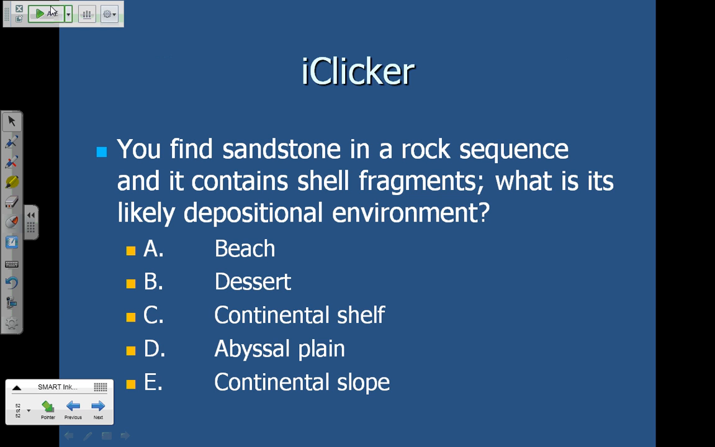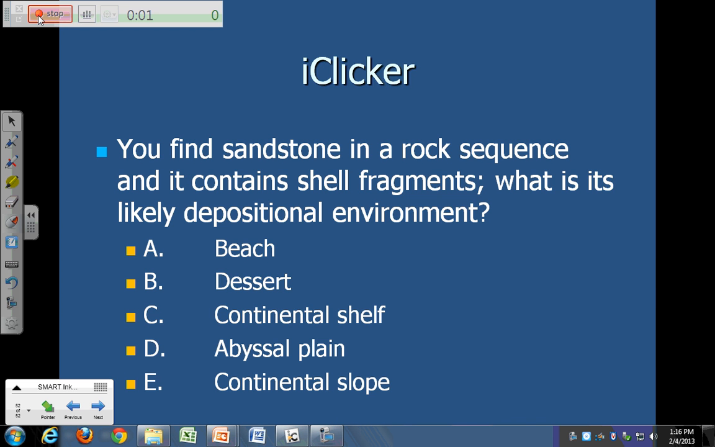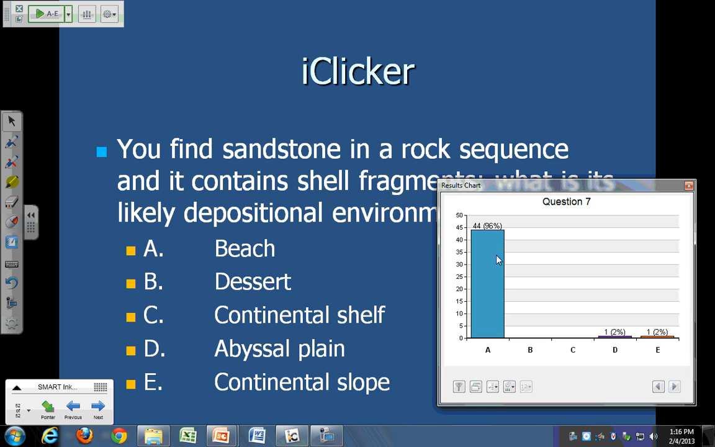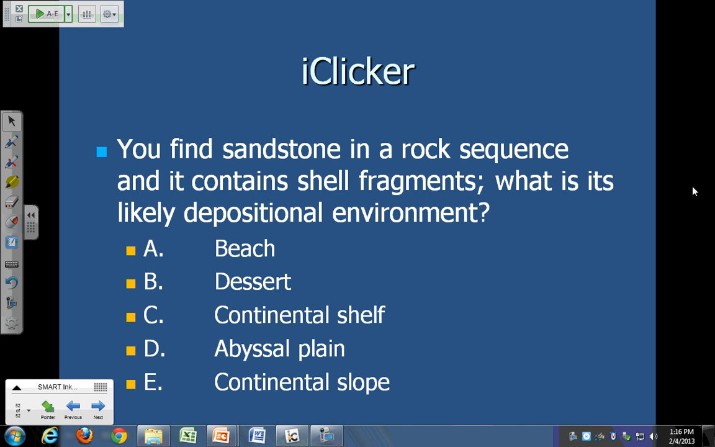All right, i-clicker and we'll get out of here. Any more? Good job. All right, get out of here. We'll see you on Wednesday.